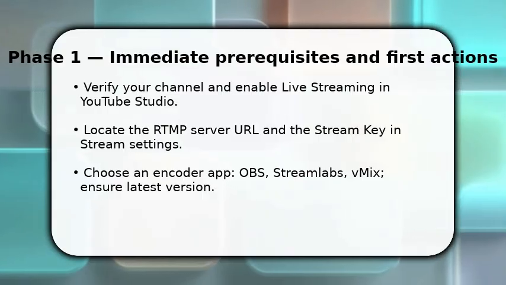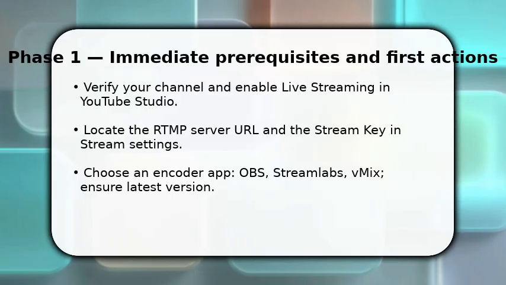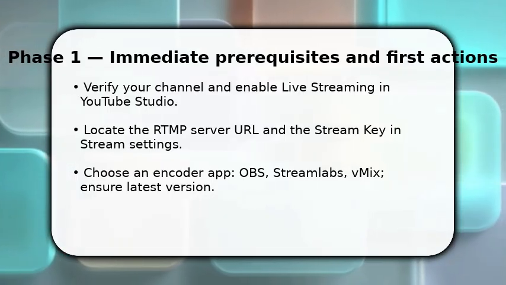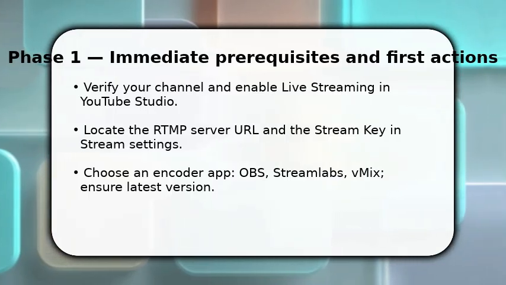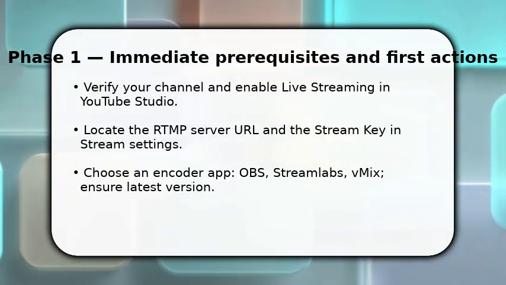You start by verifying your channel and enabling live streaming. This unlocks the stream key. Next, open YouTube Studio and copy the RTMP server URL and the stream key. These are the two pieces you must protect.